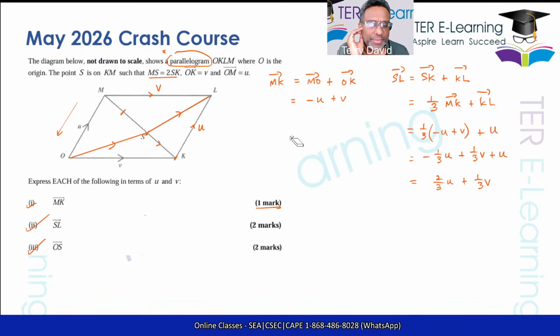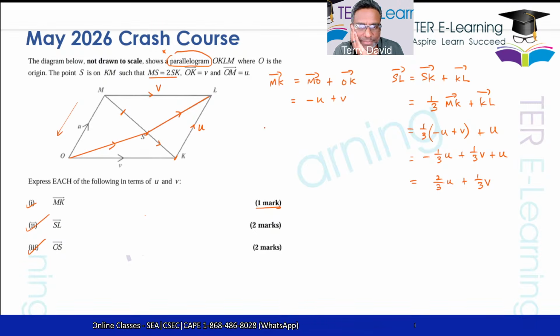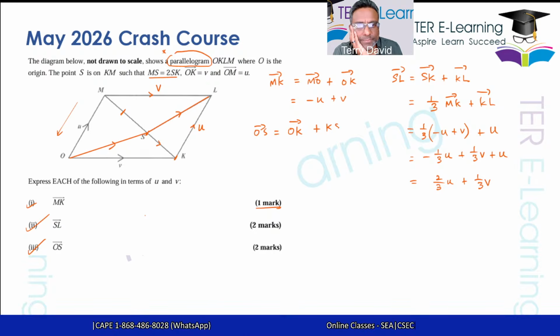One third of MK. Okay, yeah, that's looking okay. I thought I made an error there. Okay, let's go back to OS. So OS is equal to OK plus KS. Right? Now, OK is V plus KS.